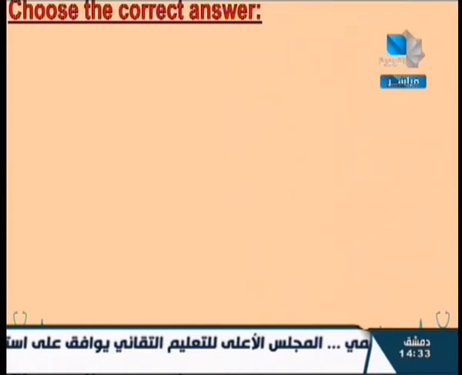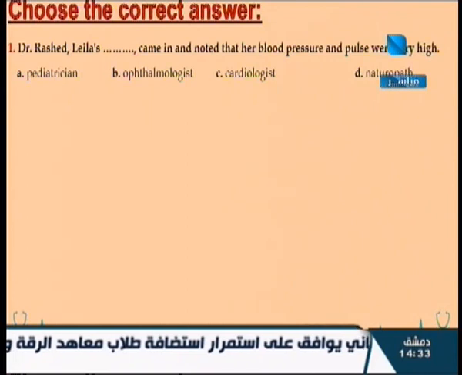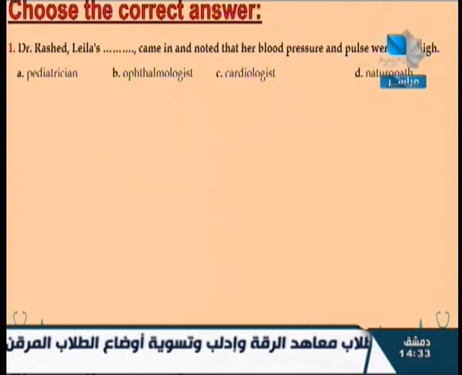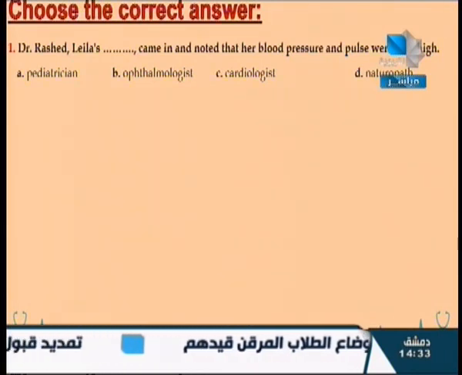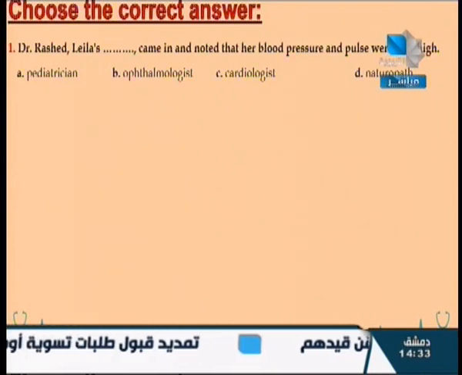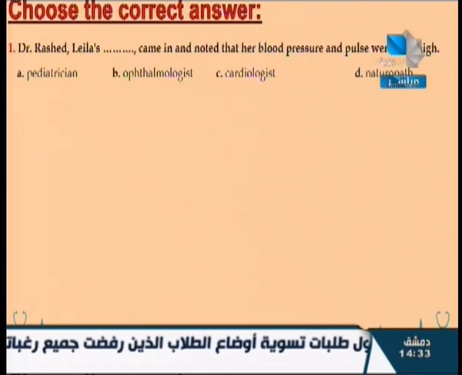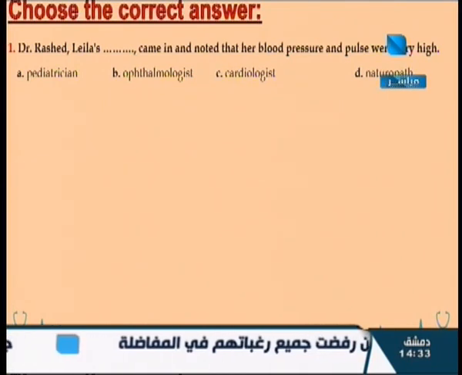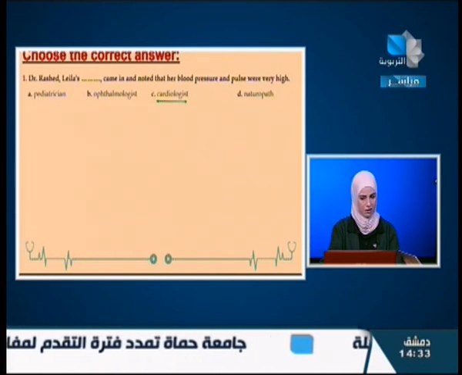Now, again, we have an exercise. We have to choose the correct answer here. The first one: Dr. Rashid Laylas came in and noted that her blood pressure and pulse were very high. Here we have 4 choices: pediatrician, ophthalmologist, cardiologist, and naturopath. The correct answer is C, because we're talking about the disease, blood pressure, and pulse.